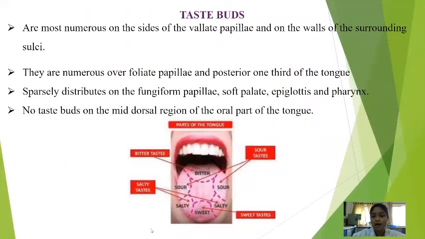Taste buds are most numerous on the sides of the vallate papillae and on the walls of the surrounding sulci. There are numerous over foliate papillae and the posterior one third of the tongue. They are sparsely distributed on the fungiform papillae, soft palate, epiglottis, and pharynx. No taste buds on the mid dorsal region of the oral part of the tongue.